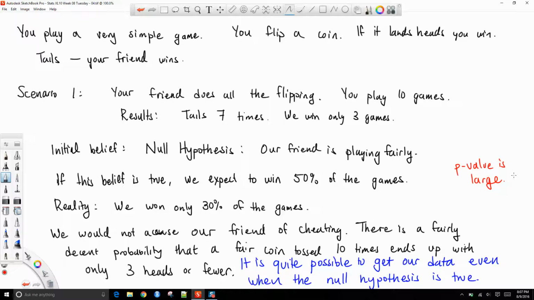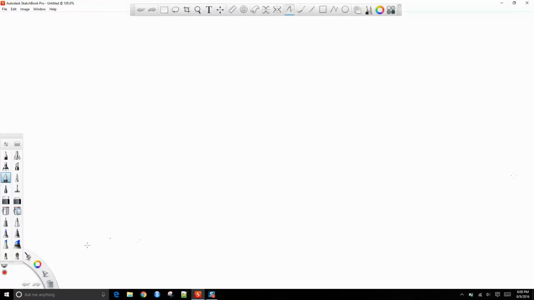Yeah? But the thing is that it says only 3 heads or fewer. I mean, 3 heads, yeah. But wouldn't you say like 2 heads or 1 head? If in the long run, the average would be you would get 5 heads. Yeah, but we just played it one time. We just played one session of 10 games, okay? And in that case, it's quite possible that you just got bad luck and you won only 3 of the games. All right, on the other hand, let's try scenario 2.